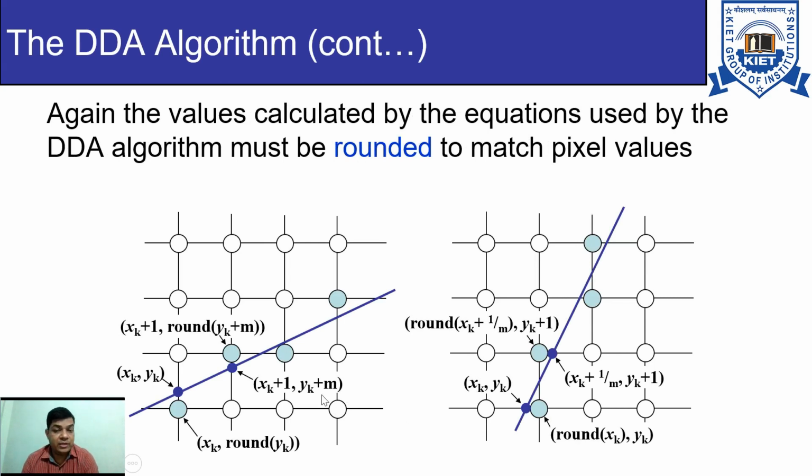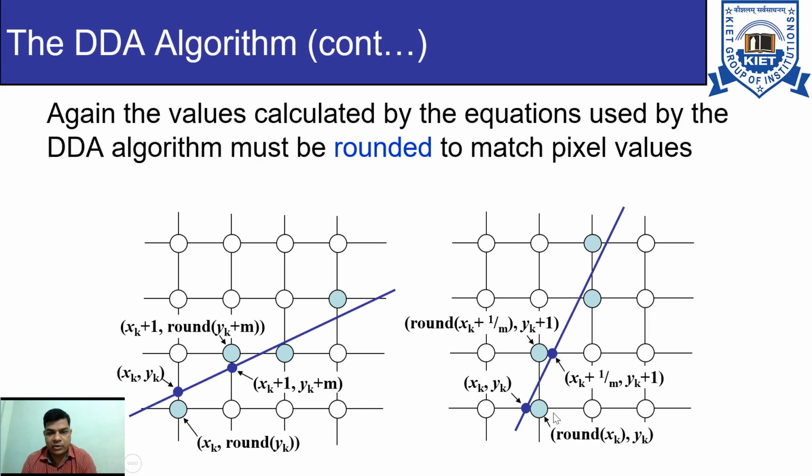So these are the two figures. In the first figure, we are simply incrementing the value of x. That means if the initial value is xk, the next value is xk plus 1. And what about y? We are approximating the value of y, and the approximation formula is very simple. You have to add the slope of the line to the y values.